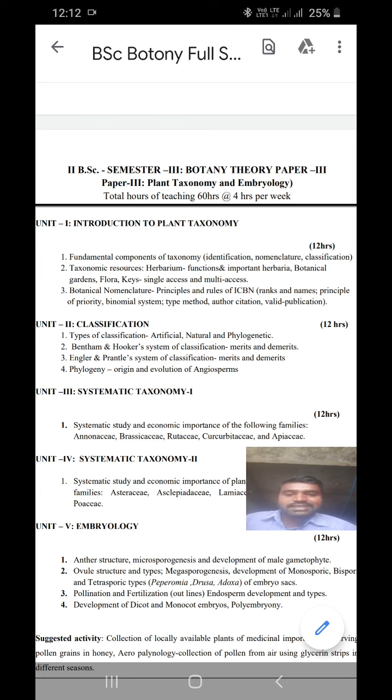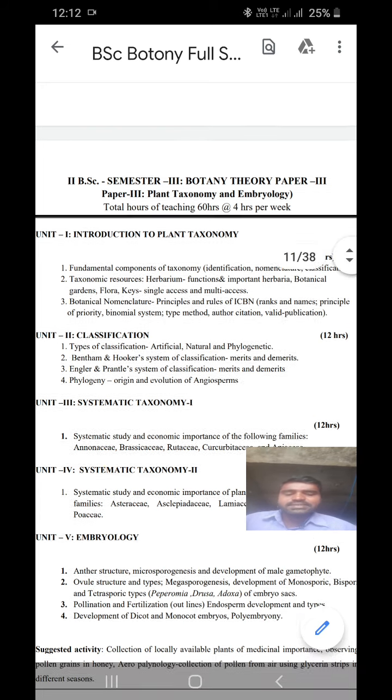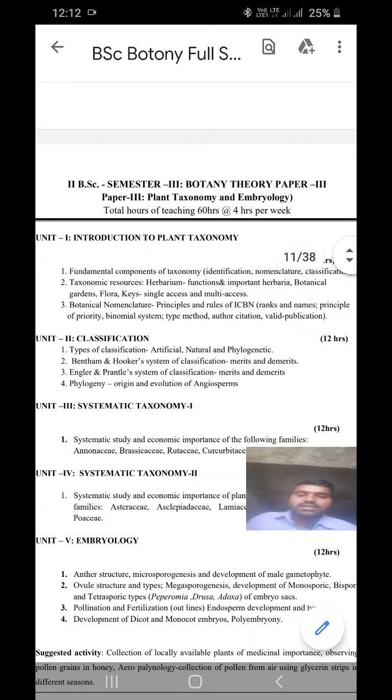The next one is Engler and Prantl classification. Engler and Prantl, both are scientists, also did a classification. This classification is a highly advanced type of classification, meaning it is higher level compared to the Bentham and Hooker classification. They solved the demerits of the Bentham and Hooker classification and made the Engler and Prantl classification.